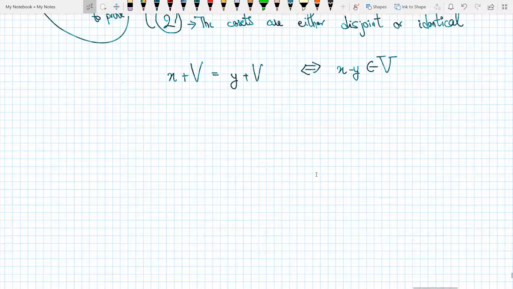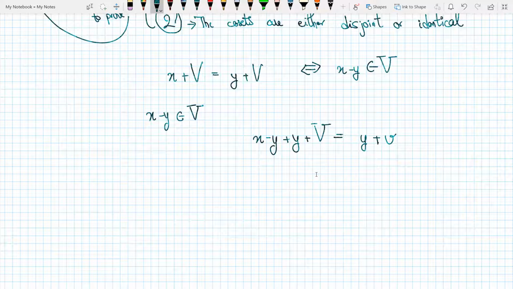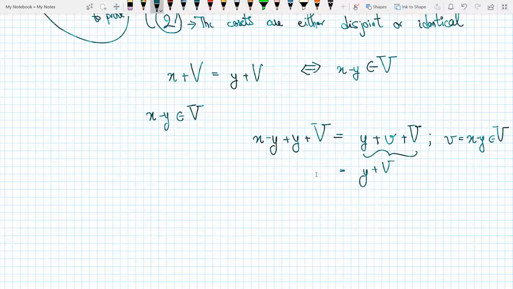So you see, if I have x minus y and it belongs to capital V, I can write that x minus y plus y plus capital V is equal to y plus some element v plus capital V, where v is equal to x minus y, which belongs to capital V. So therefore I can write this as simply y plus V.